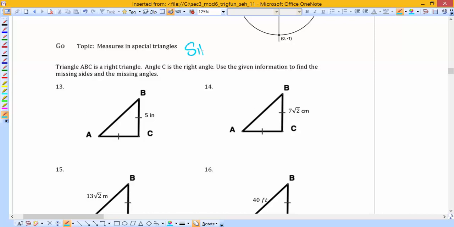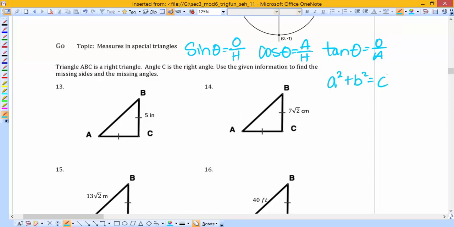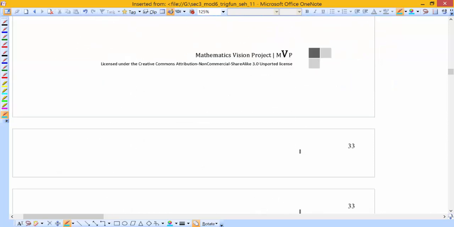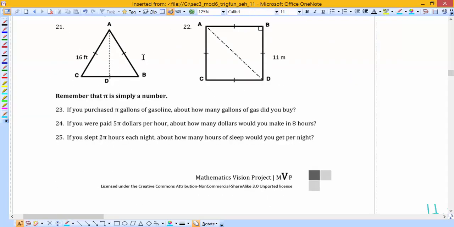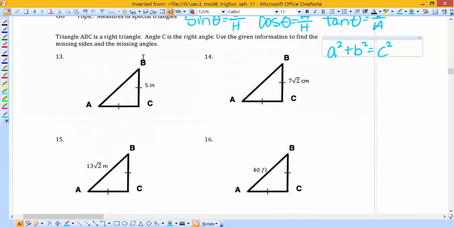So remember, sine is your opposite over hypotenuse. Cosine is adjacent over hypotenuse. And tangent is opposite over adjacent. And that will help you find angle measures, even some missing sides. And then remember Pythagorean theorem, a squared plus b squared equals c squared. So all these are right triangles. You have a lot of these. All of these are right triangles. You can use some shortcuts here.